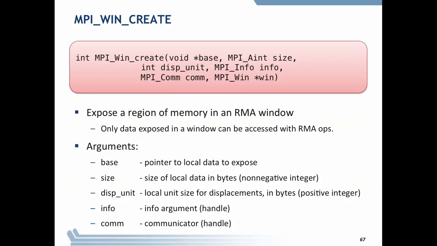You also pass, again, it's collective over a communicator. So that could be comm world, it could be something else. And you get back this window object, just like from MPI comm create, you would get back a communicator.